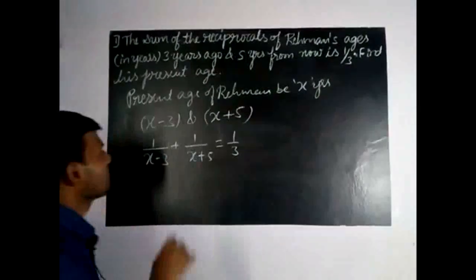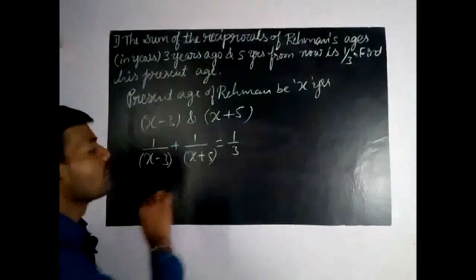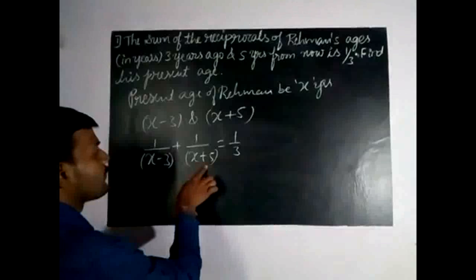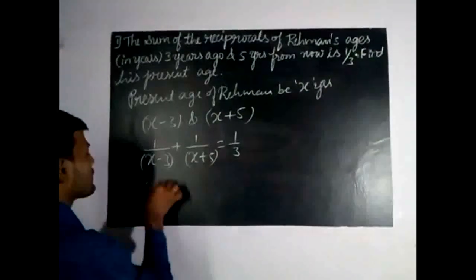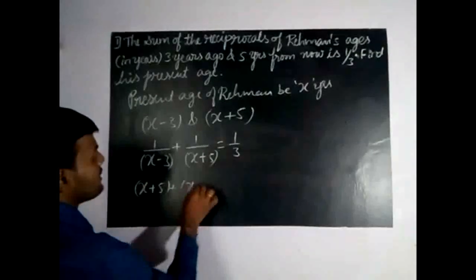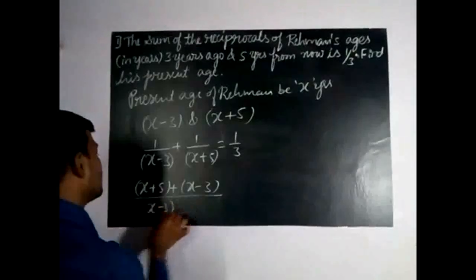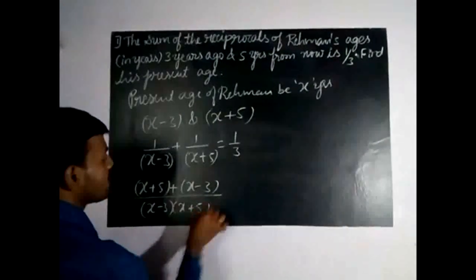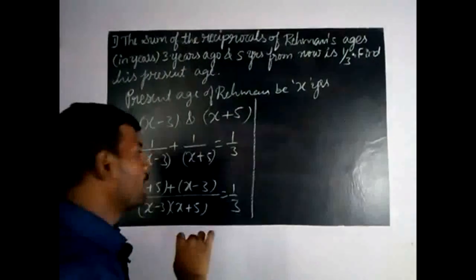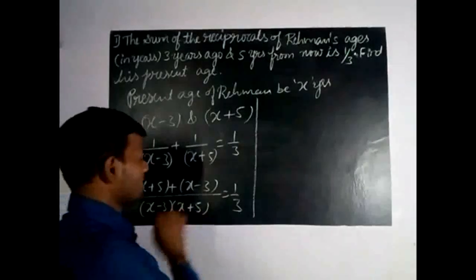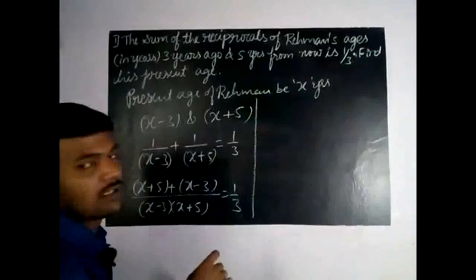Now take the LCM. What will be the LCM? x minus 3 and x plus 5 give the LCM. So cross multiply: x plus 5 to the 1 and x minus 3 to the 1. We will have x plus 5 plus x minus 3 whole divided by x minus 3 into x plus 5 as LCM, which is equal to 1/3. Now this x minus 3 into x plus 5 is multiplied to the right side, and this 3 multiplies to the left side.